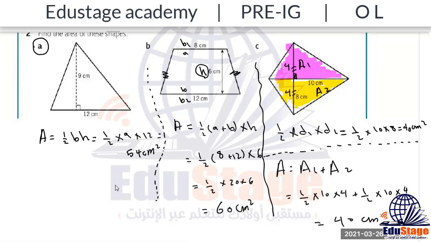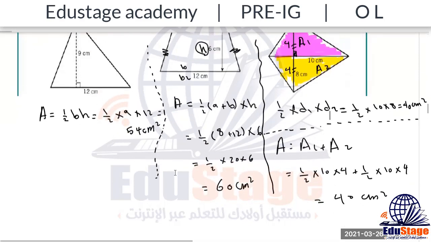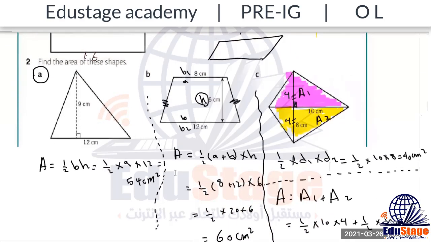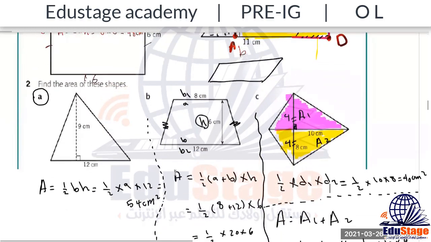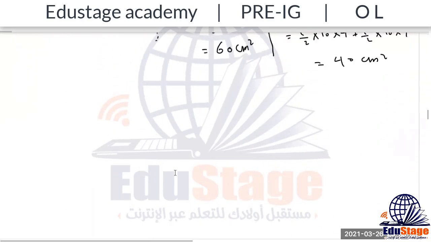You can directly say half times D1 times D2 and then half times 10 times 8 and you find the answer. Actually, it doesn't matter which way you use, use the way you feel comfortable with, but give me the correct answer. It doesn't matter, okay? Okay. Guys, do you have any questions? Any question here? Okay, let's go down.